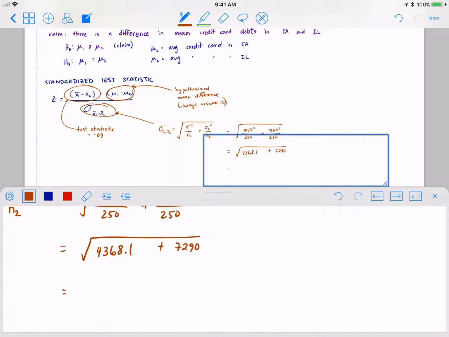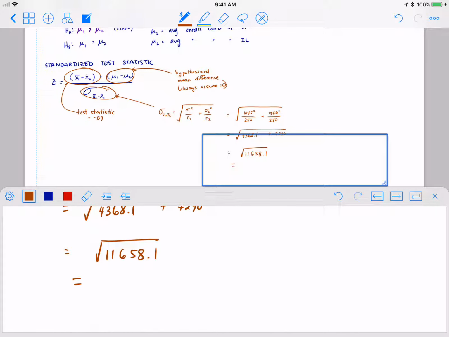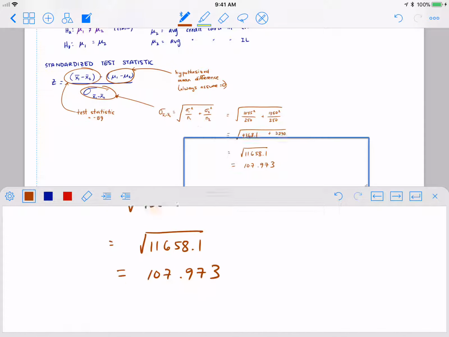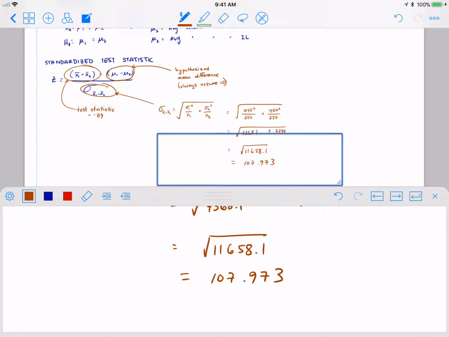When we add 4,368.1 to 7,290, we will get 11,658.1. And when we take the square root, we will get 107.973. And we can say that that is approximately, well, yeah, we can leave it at that, 107.973.